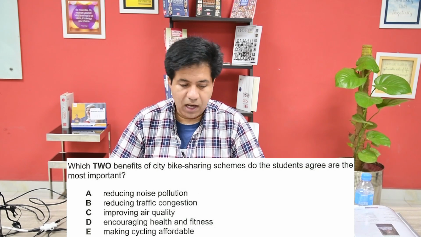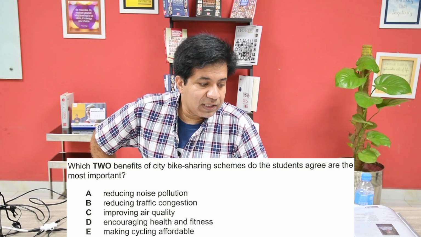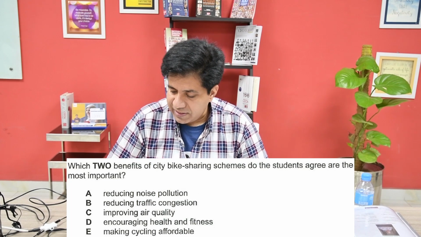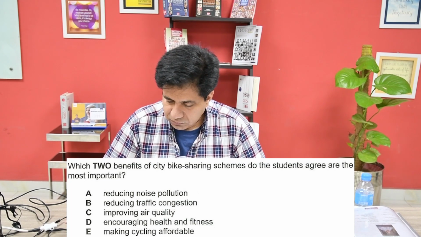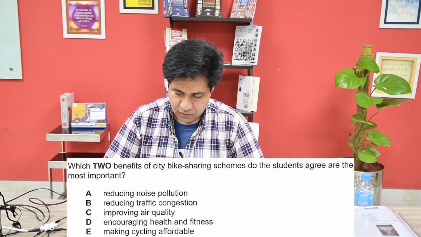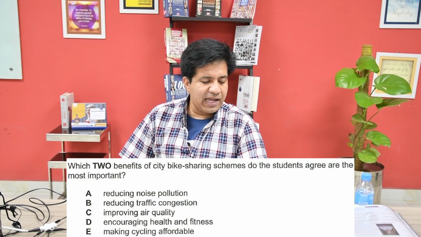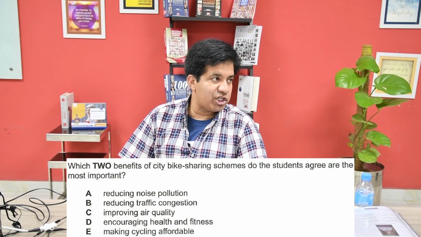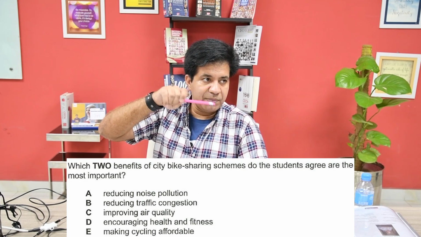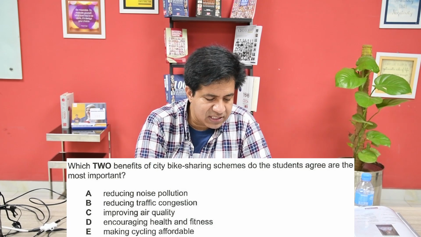And also, so they agreed on improving air quality. Certainly in some cities they did that. And also helped to cut the number of cars on the road significantly. Which is the main point. Exactly. Which is the main point. Cut the number of cars significantly, that is reducing traffic congestion. Cut means kam karna. Right? And then they agreed on that. So B is the other option.